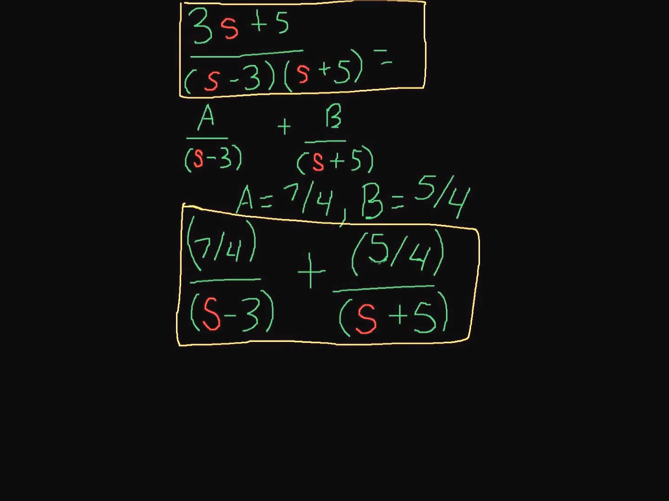We started out with (3s + 5) over (s - 3)(s + 5) is equal to A over (s - 3) plus B over (s + 5). We solved for A and B, and we got 7/4 is equal to A and 5/4 is equal to B, and here's our solution. And now here's the check.